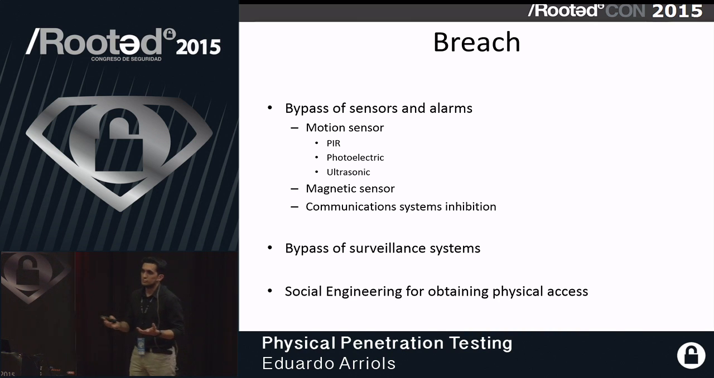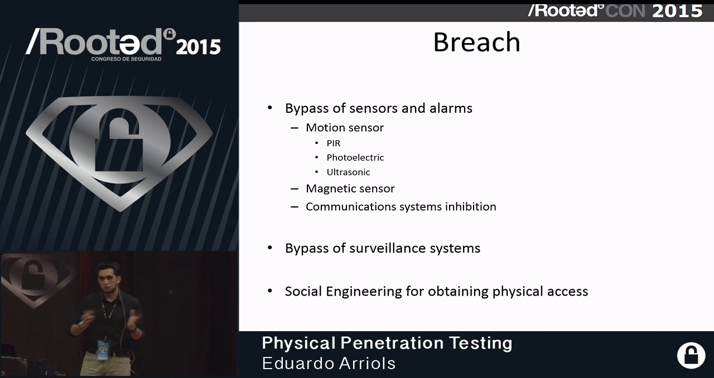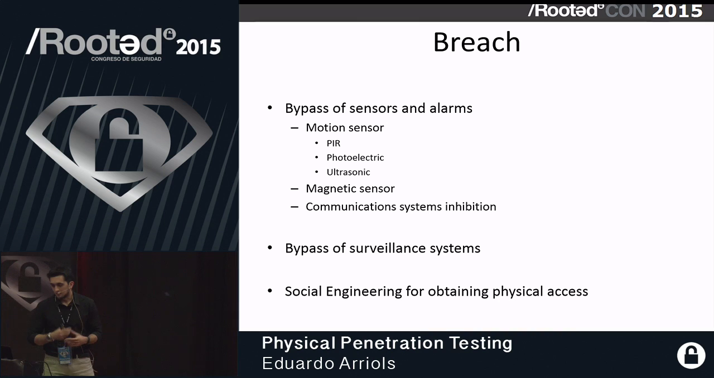And now, once you are in, you will find sensors and alarms. We have different types of sensors. Within motion sensors, we have the PIR, a passive infrared sensor, photoelectric ones, ultrasonic, magnetic ones, etc.